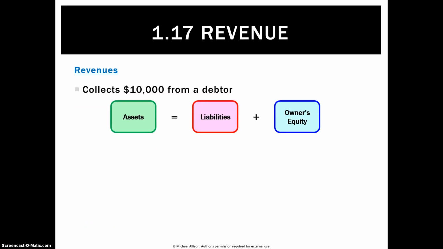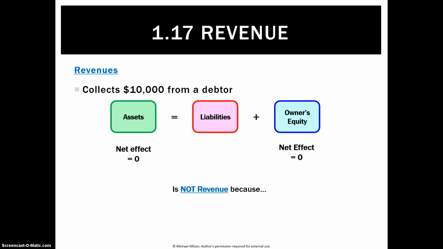A second example was I collect $10,000 from a debtor. Again, cash has gone up $10,000. However, this won't be considered revenue. What will happen in this case is that one asset goes up called cash for $10,000, but another asset called debtors goes down for $10,000. So the net effect there is 0. Assets haven't gone up or down. Therefore, if assets haven't gone up or down, neither has owner's equity. Our accounting equation still balances with zeros for all three elements.